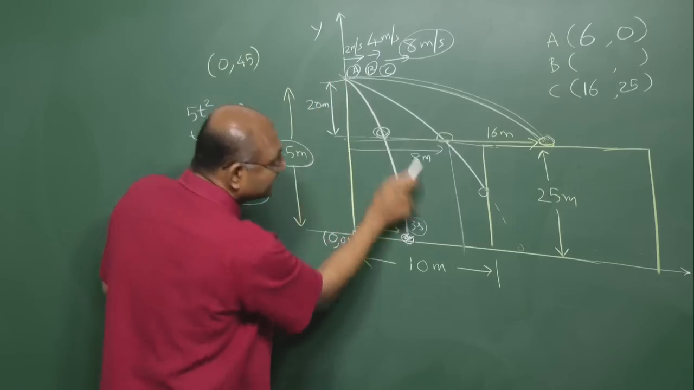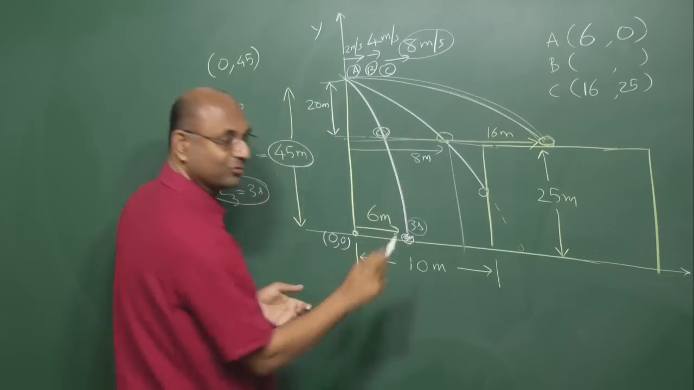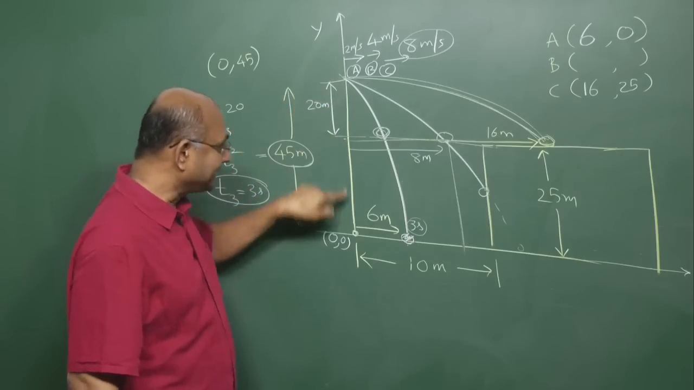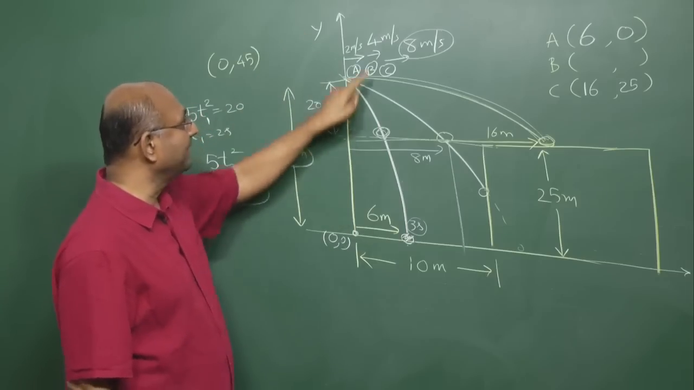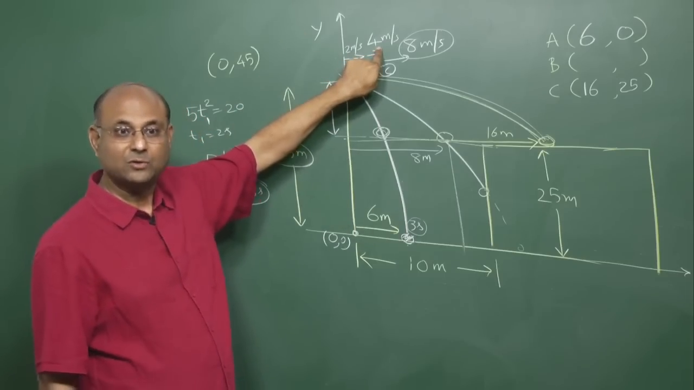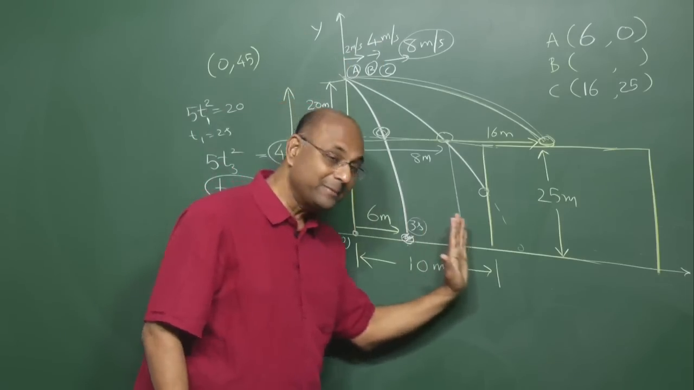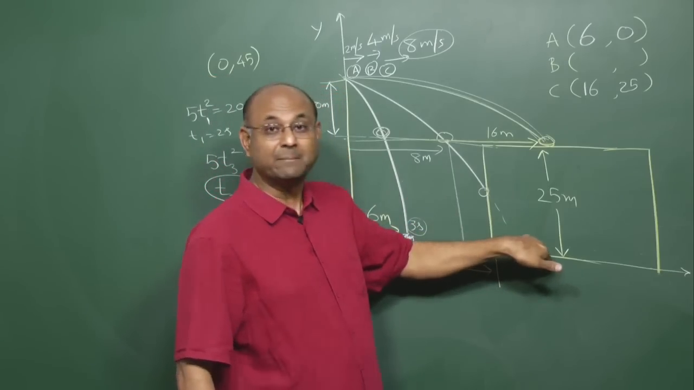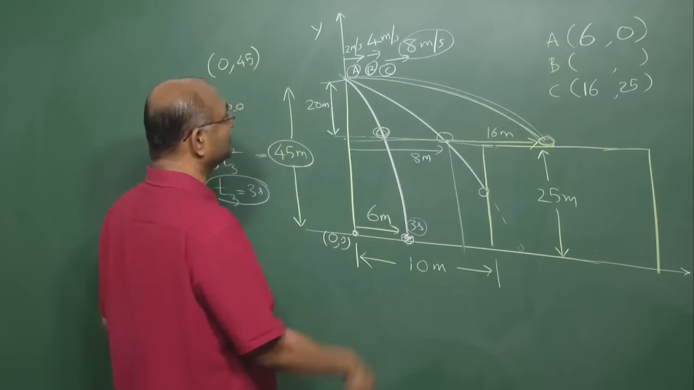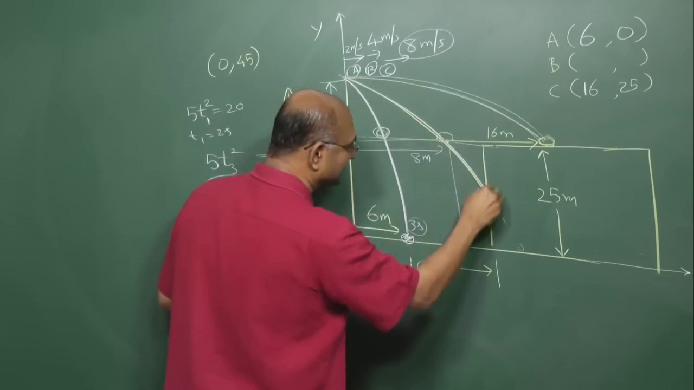Maybe B hits the ground. So if B was to hit the ground, it would have taken how much time to come down to the ground? 3 seconds. So in 3 seconds, B would have traveled 4 into 3, 12. So it would have traveled 12 meters. But if it has traveled 12 meters, this is only 10 meters. So it would have hit the building before that. So you know for sure that B does hit the building.